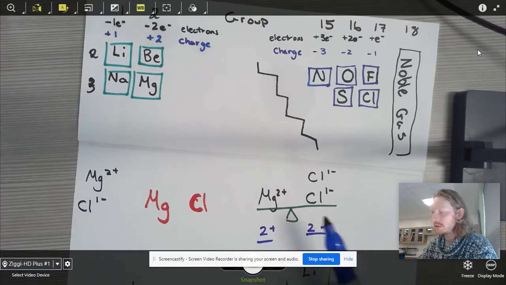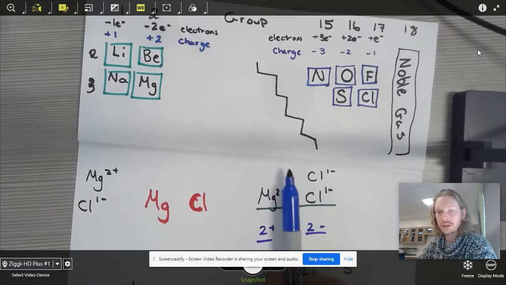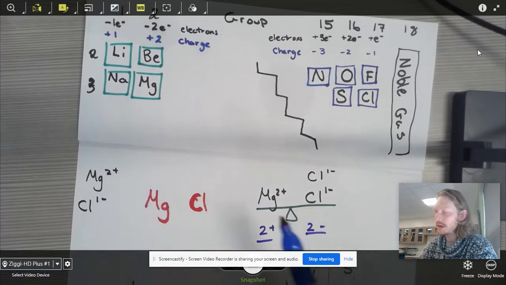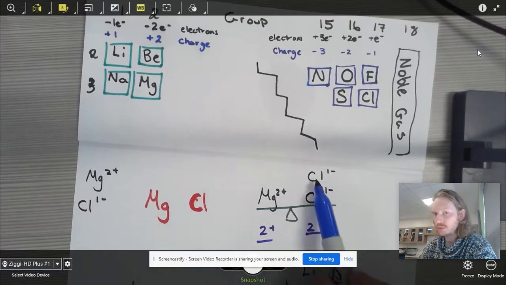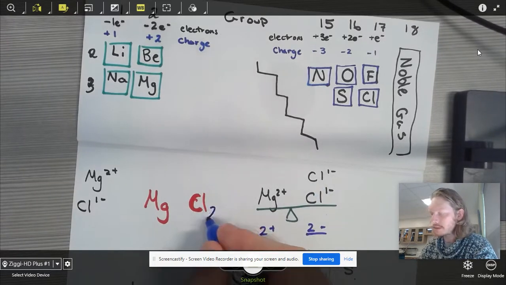Now we need to change our mindset from the charge to the amount of each. So now we have 1 magnesium. Okay, 1. We don't need to write it. We can assume 1. We need 2 chlorines in order for this to be balanced.